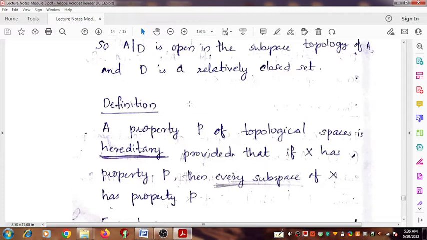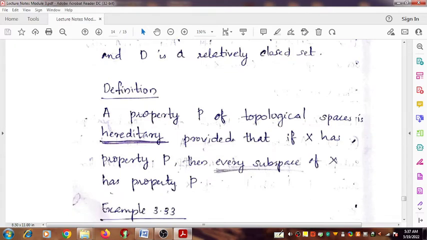It's because if a mother has a property, and suppose all her children have the same property, then we can say that it's a hereditary property. In a similar way here, the original topological space acts as the mother, and its subspaces can be treated as its children. So when the mother has a property, if all her children always have the same property, then we say that property is called a hereditary property.